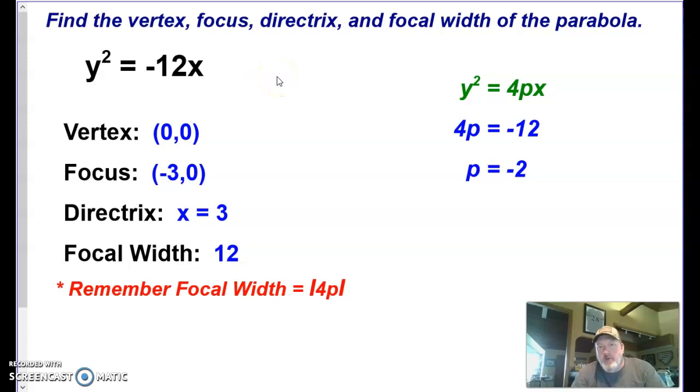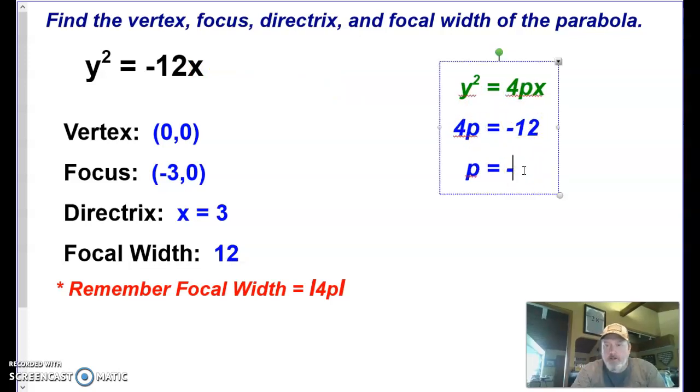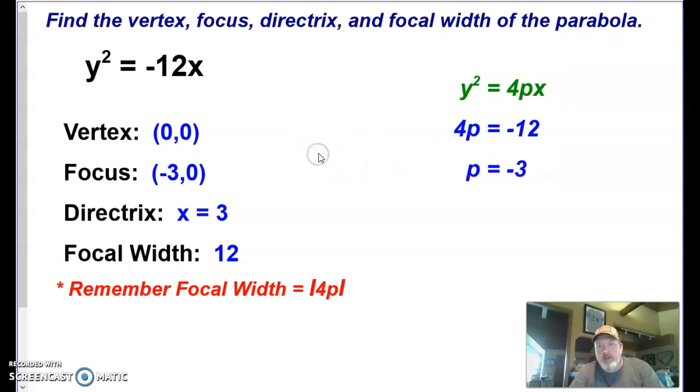Okay, y squared equals -12x. What we know with this one, because it's negative, is it's going to open to the left. Again, they're not asking us to graph this one at this point, but vertex at 0, 0. We know that 4p equals -12. So p is -3. I don't know what I was thinking right there. -3, sorry about that. So our focus is at -3, 0.